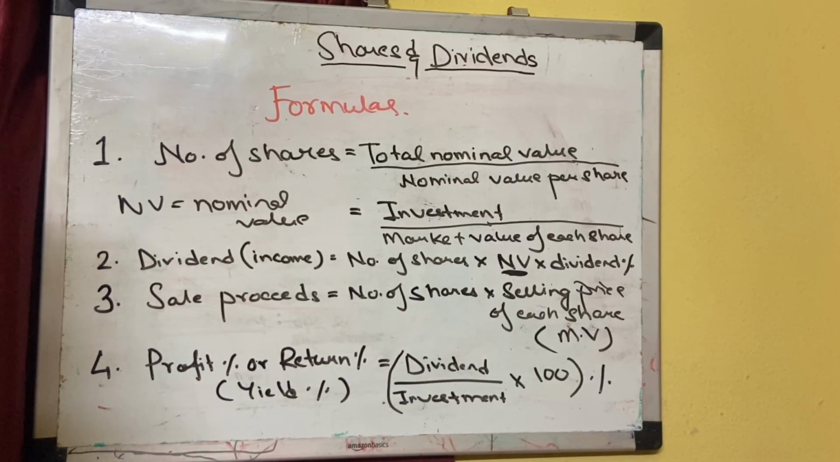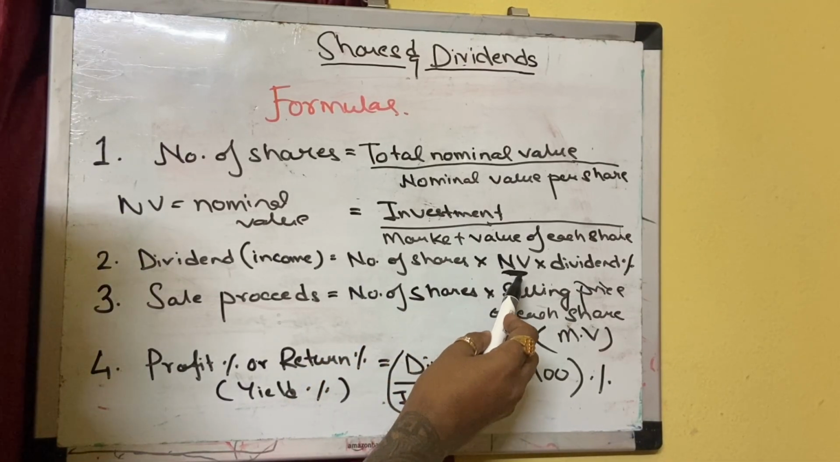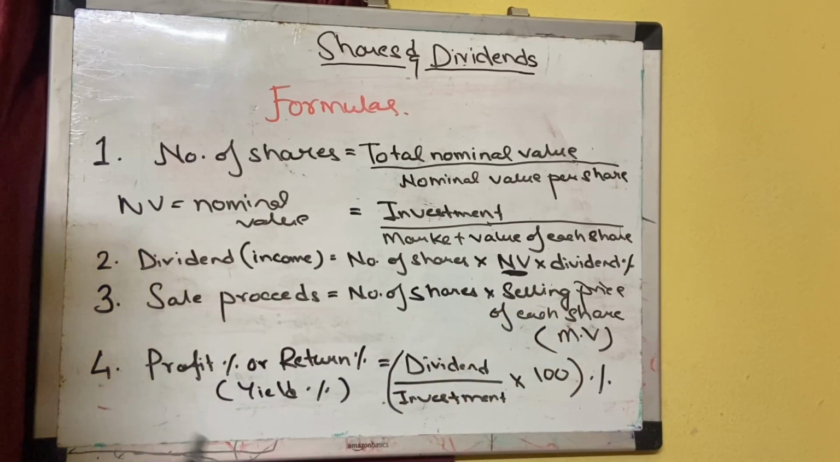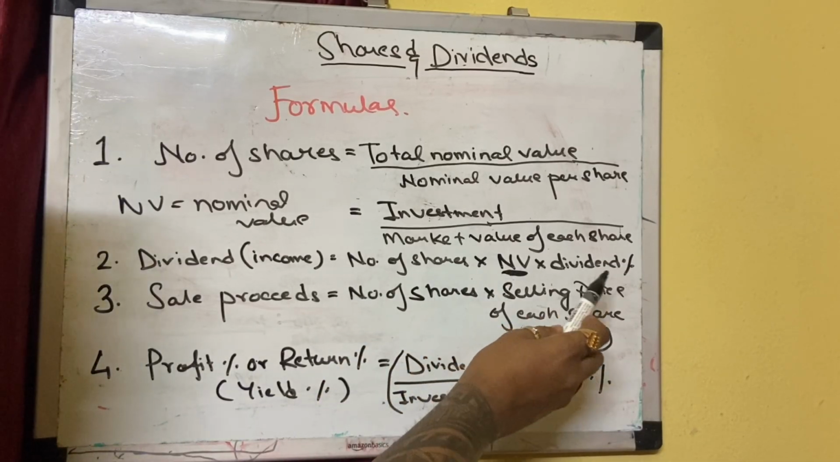Now, how to find out the income? First we need to multiply the number of shares with the nominal value, and again we need to multiply with the dividend percent that will be given in the question itself. So what is the formula? Number of shares into nominal value into dividend percent.